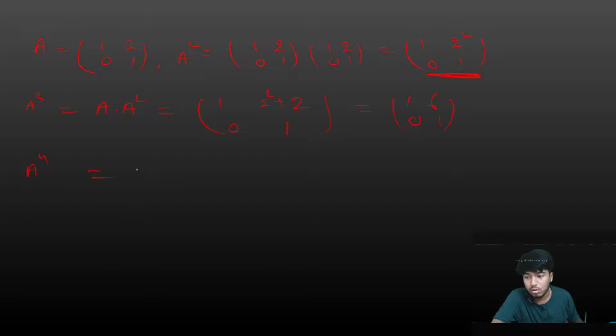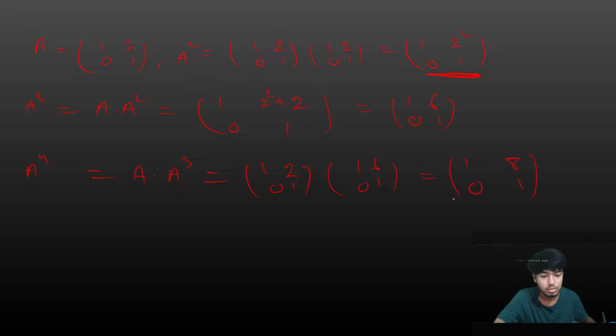A4 is A times A cube, multiplied by [1 2; 0 1] and [1 6; 0 1]. This gives 1, this gives 8, this gives 0, and this gives 1.